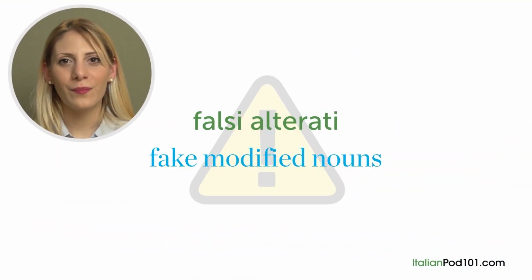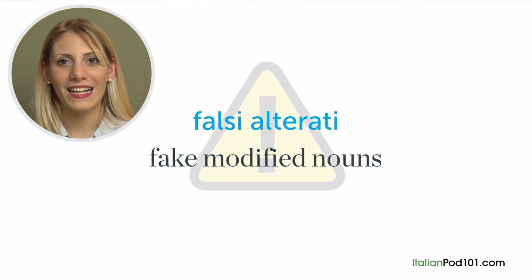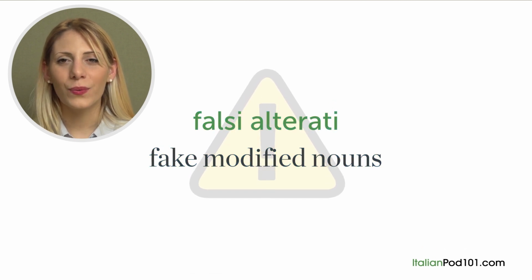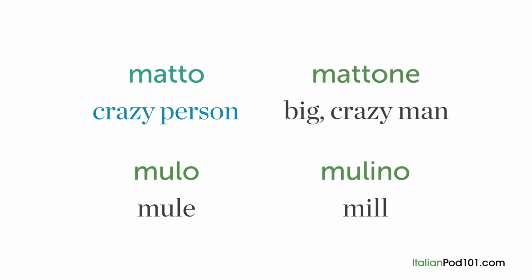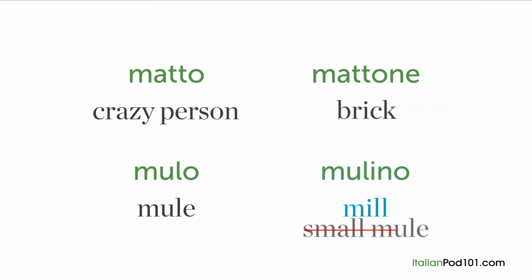Be aware of fake modified nouns, or falsi alterati. These are words that look like modified nouns but mean a totally different thing. Matto means crazy person, but mattone is not a big crazy man, it's a brick. And mulino means mill, not a small mule, that's mulo.